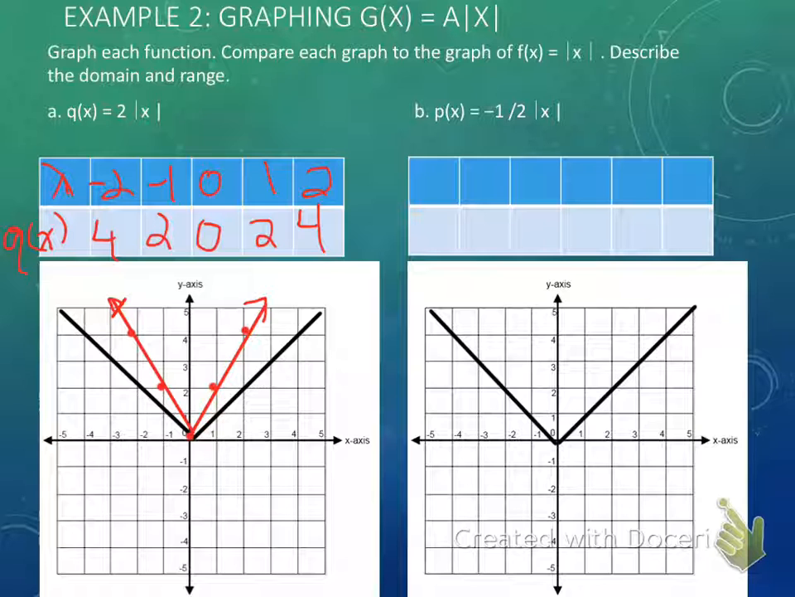So we're looking at the domain again, which is just all real numbers, and the range is still going to be y is greater than or equal to 0. So what about when we do the times a half?